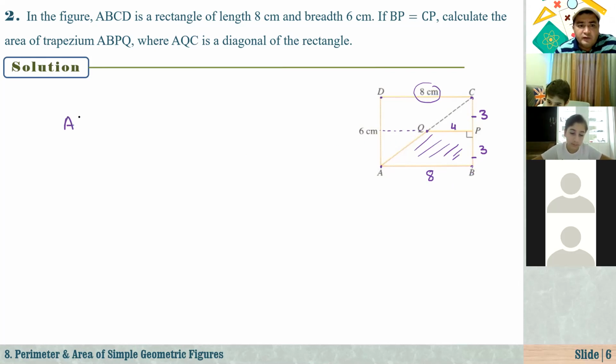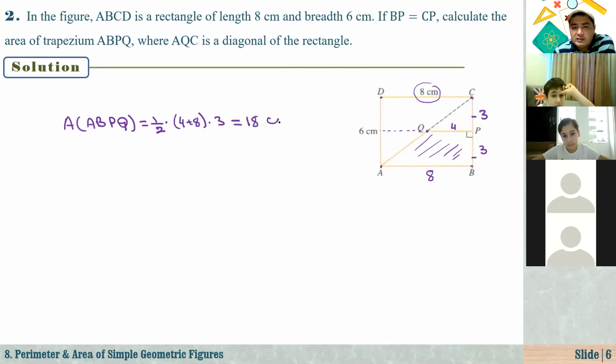Then the area of the trapezium ABPQ is equal to 1 over 2 times the sum of the parallel sides, that is 4 plus 8, times the height. Height is equal to 3. 4 plus 8 is 12. 12 over 2 is 6. 6 times 3 is 18 cm squared.